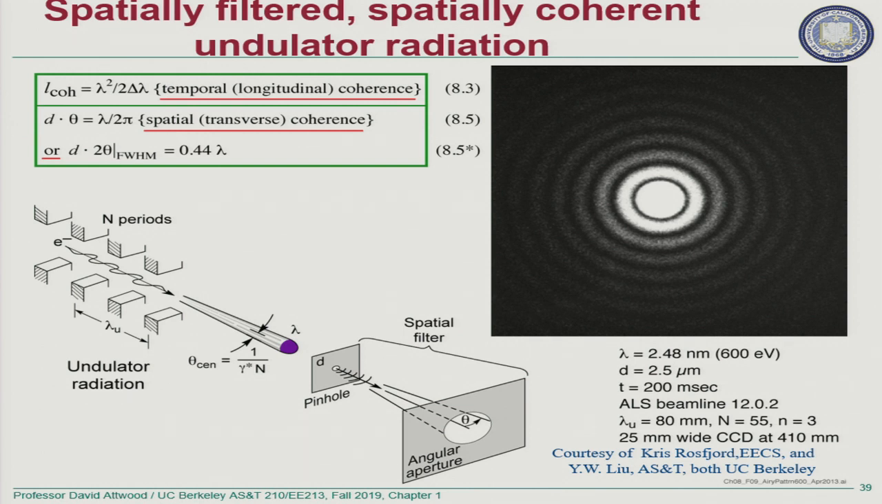Right, so this d and theta, the idea with the d and theta and then lambda over 2 pi is that if you want full coherence, then you design your d and theta so that you meet this condition. That's really what it means.